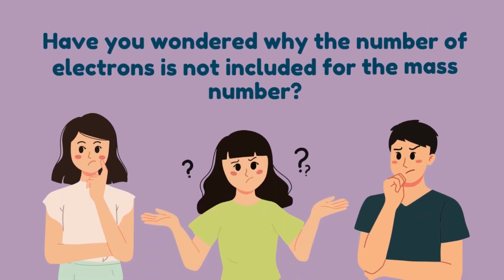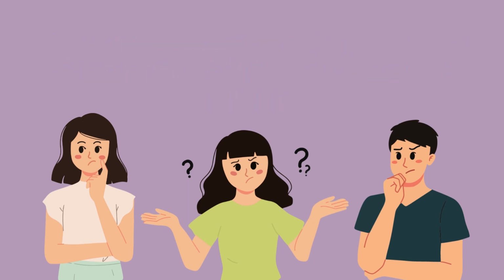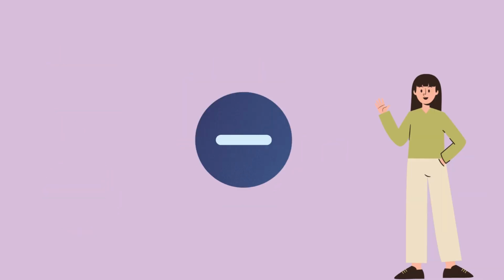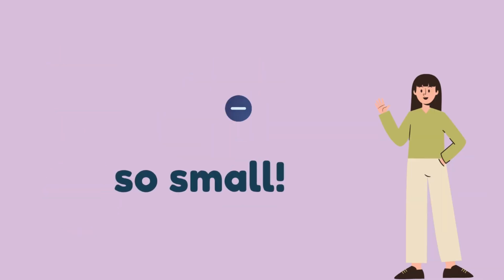Have you wondered why the number of electrons is not included in the mass number? It's because the neutrons and protons have a relative mass of 1. The electrons are so small that they are not considered in the mass number of an atom.